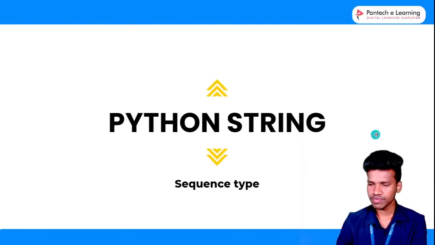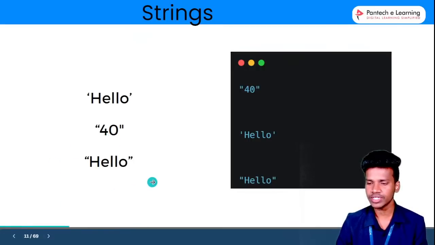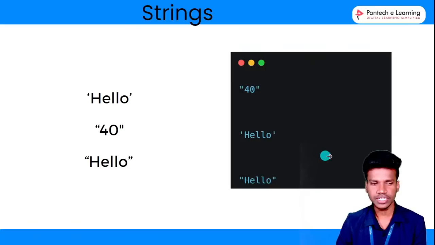So next, first we are seeing the Python string. Already we know that words enclosed with single quotation, double quotation and triple quotation are called strings. In this place, hello is a string, 40 is also a string, hello is also a string, because we are using single quotation. 40 is a number, but we enclosed it with a quotation, so that is not an integer, that is a string. Hello using double quotation is also called a string.